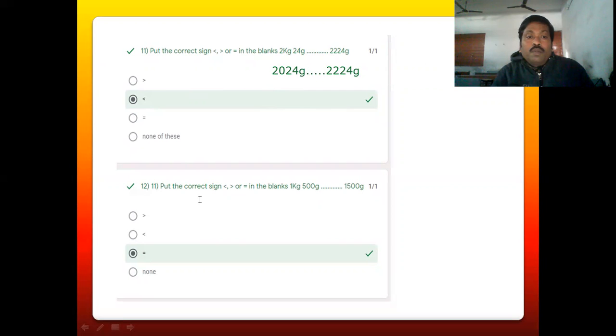Put the correct symbol in the same way: 1 kg 500 gram and 1500 gram. To change into the same unit, we will convert 1 kg 500 gram into gram. When we convert into gram, firstly we will multiply 1 by 1000 and add 500.